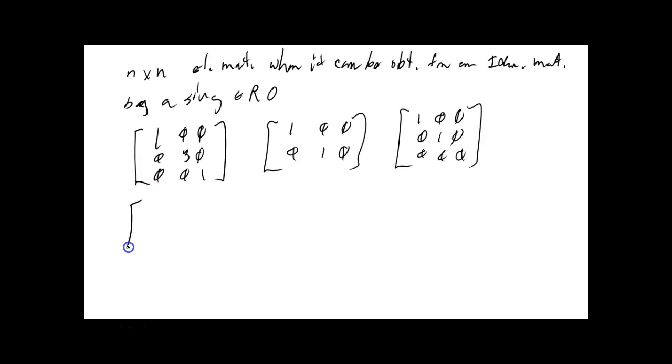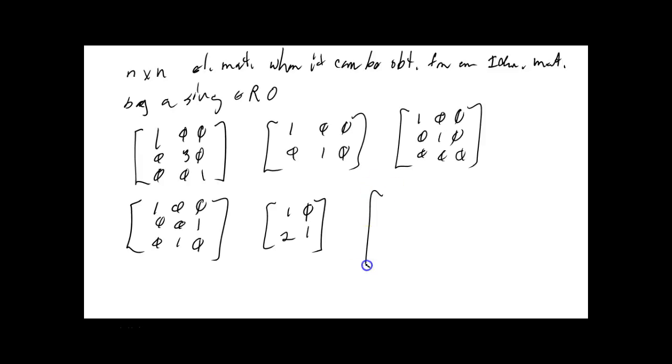D is 1, 0, 0, 0, 0, 1, and 0, 1, 0. Yes, that is. You swap two rows. E is 1, 0, 2, 1. Yes. It would be 2 row 1 plus row 2. You got it. Okay, and F.